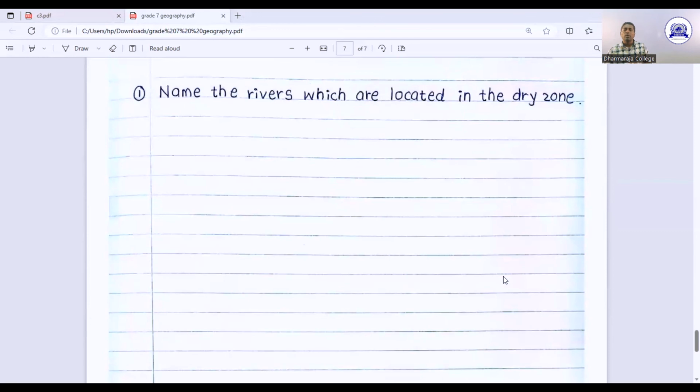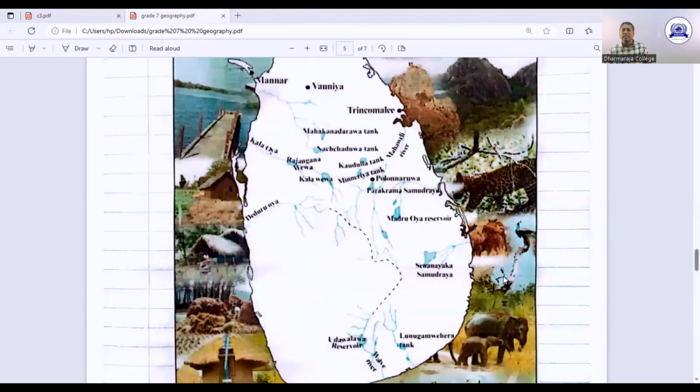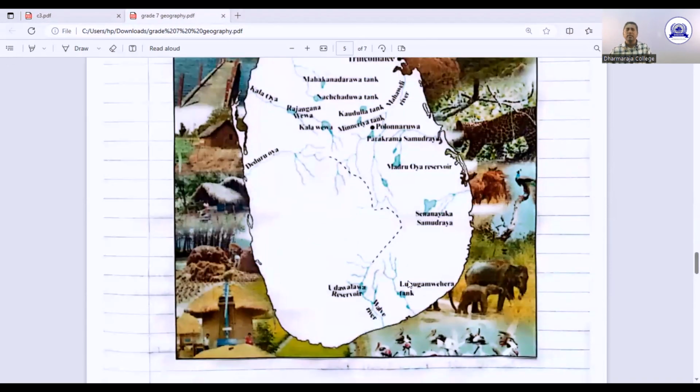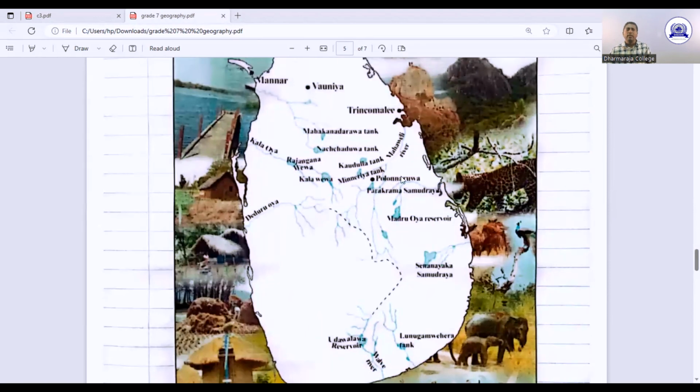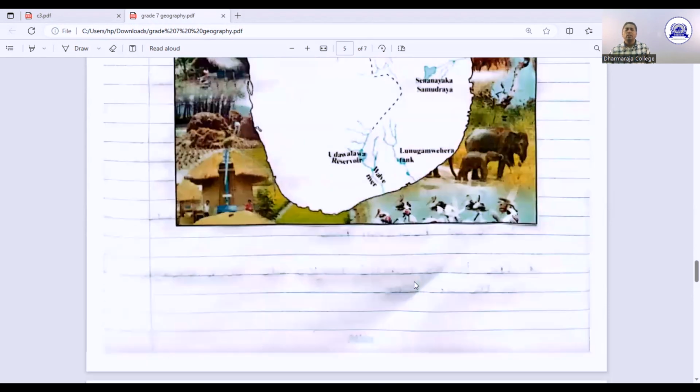Name the rivers which are located in the dry zone. You have to name all the rivers. Here, you can see the rivers. These are the rivers. Malwathu River, you can get. Mahaweli River, you can name. Kala Oya, Deduru Oya. You can name all the rivers, my dear. All the rivers which are located in this area belong to the dry zone.